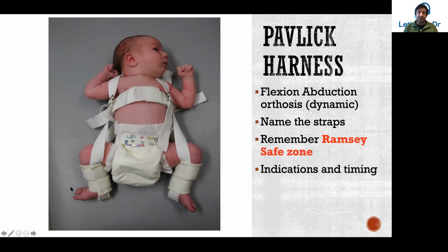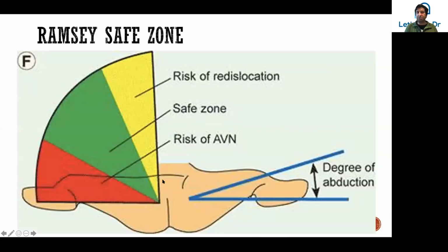And the posterior strap is the abduction strap. But the problem is you have to keep them in a safe zone of motion. If you abduct too much, you're going to cause AVN, whereas if you adduct too much, you're going to cause dislocation. So we take them to the extreme of abduction and then take them back about 15 degrees. Then we take them to adduction until they're about to come out, and then take them back 15 degrees. And that is Ramsey's safe zone. Our goal of treatment is to make Ramsey's safe zone as big as possible. If it's quite a small safe zone, it probably means that it's an unstable hip and it's not going to stay in joint.